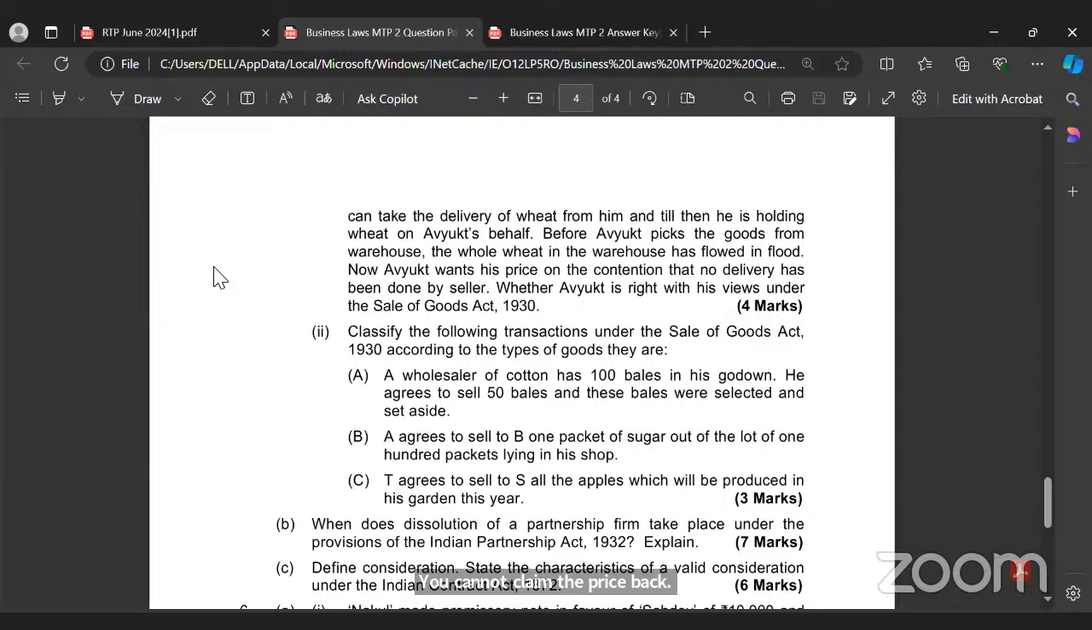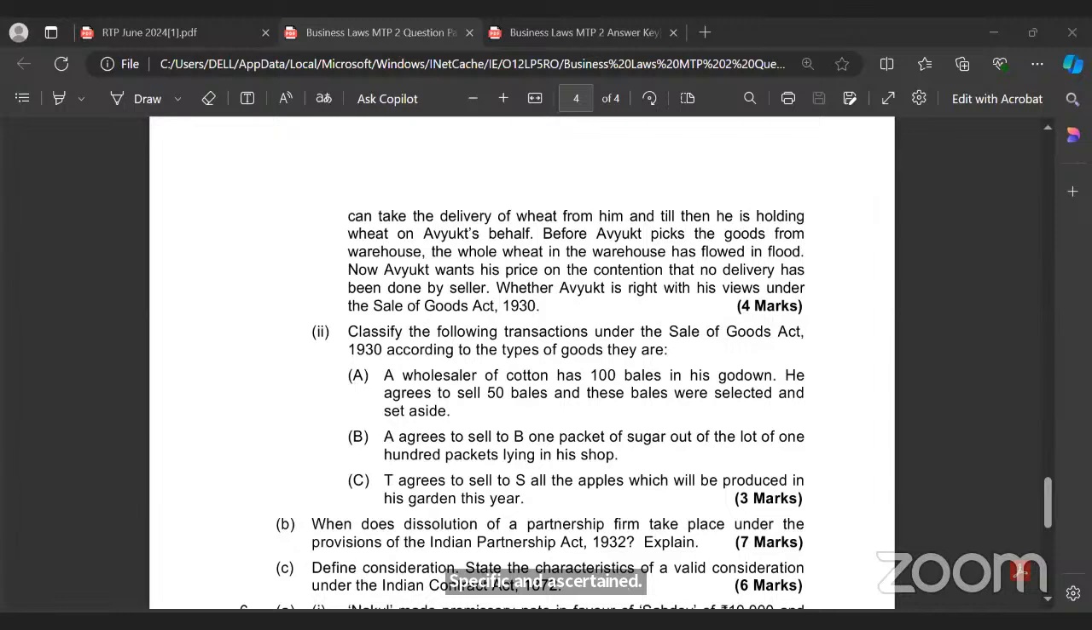Very good. Next one. Second one, classify the following transactions under the Sale of Goods Act 1930 according to the types of goods they are. A wholesaler of cotton has 100 bales in his godown. He agrees to sell 50 bales and these bales were selected and set aside. Selected and set aside, ascertained goods. Specific and ascertained goods. Correct or no? So when the goods are set aside and kept selected and set aside from a given stock, they are called specific and ascertained goods. Remember USA?